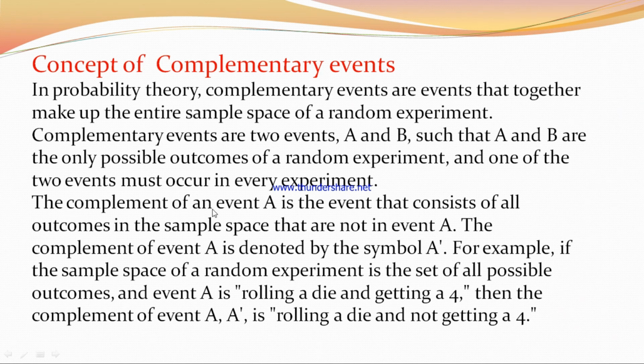The complement of an event A is the event that consists of all outcomes in the sample space that are not in event A. The complement of event A is denoted by the symbol A complement. This is the symbol of complement. For example, if the sample space of a random experiment is the set of all possible outcomes and event A is rolling a die and getting a 4, then the complement of event A is rolling a die and not getting a 4.